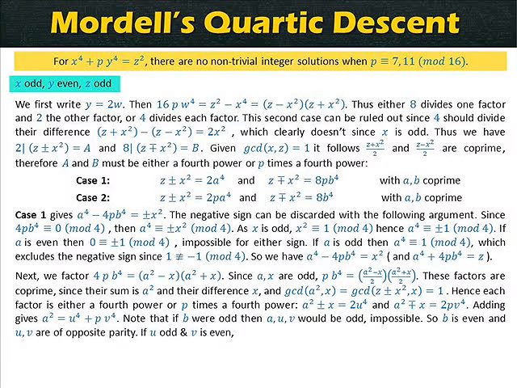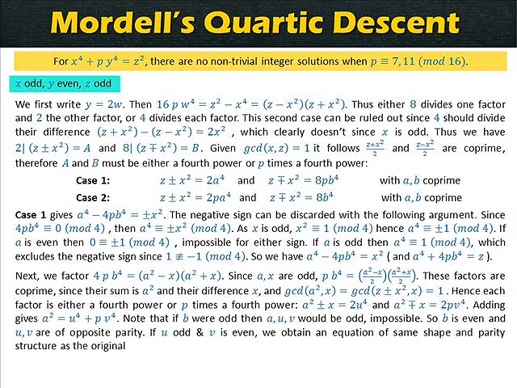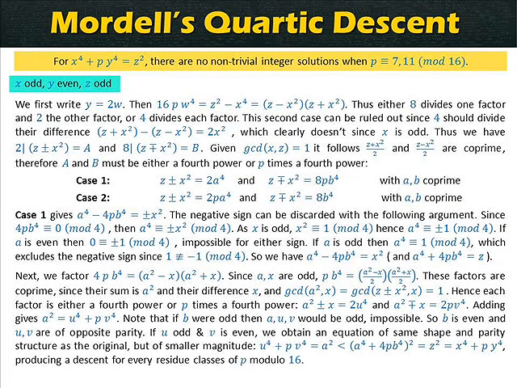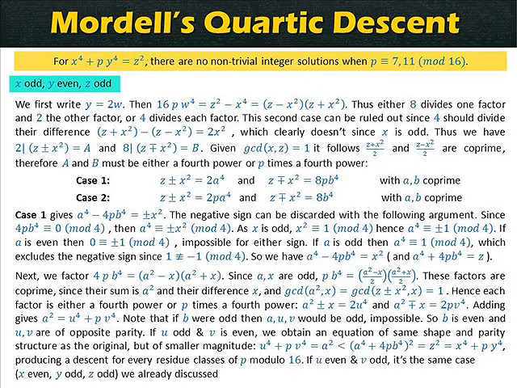If u is odd and v is even, we obtain an equation of the same shape and parity structure as the original, but of smaller magnitude. a squared is smaller than z squared, producing a descent for every residue class of p modulo 16. If u is even and v is odd, it's the same case we already discussed, where classes 3, 5, 7, 11, 13, and 15 modulo 16 are ruled out.